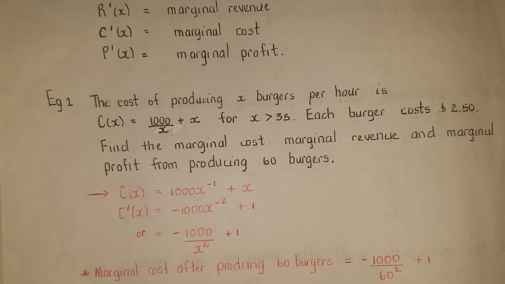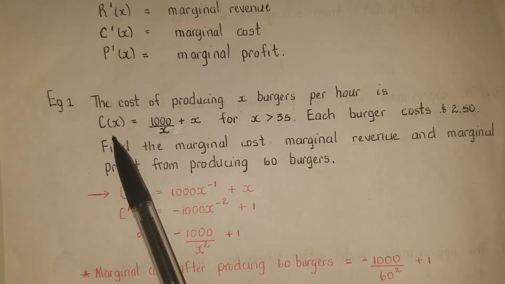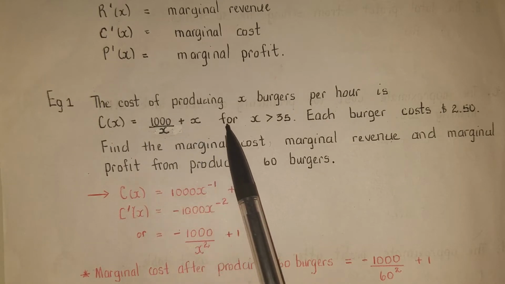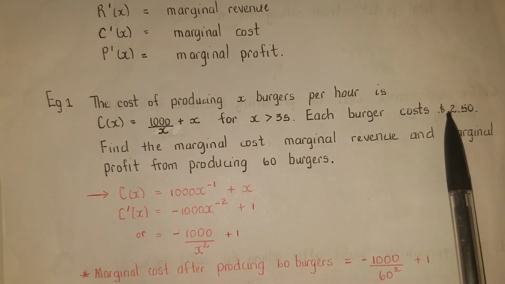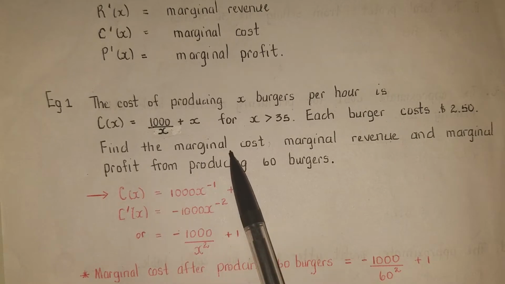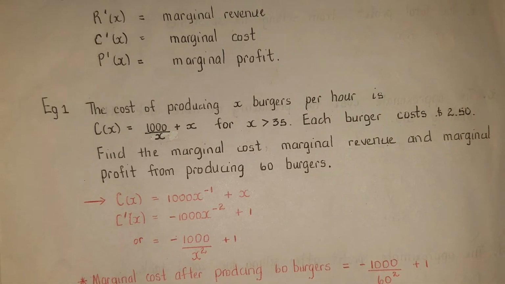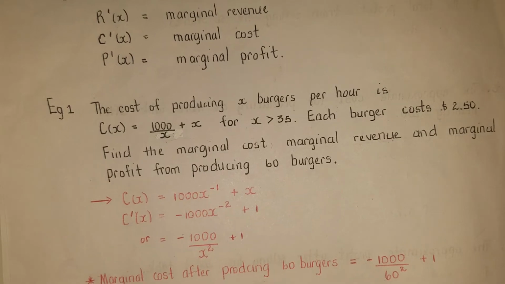So, first example says the cost of producing X burgers per hour is given by the function C of X equals 1000 over X plus X for more than 35 burgers. Each burger costs $2.50. Find the marginal cost, marginal revenue, and marginal profit for producing 60 burgers. So, this function can be used to find the price to produce more than 35 burgers.